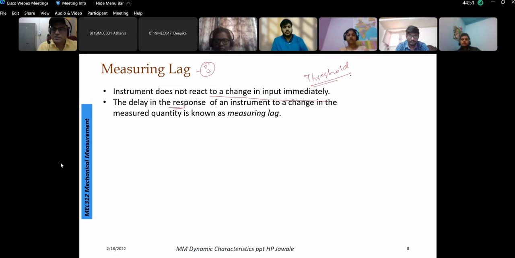Now, in the static characteristics, we defined threshold as the minimum input after which the instrument starts showing some display. We took an example for threshold: you are moving on a two-wheeler, starting from 0 speed to say 3 or 4 kilometers per hour. Your speedometer pointer will not show any deflection, but onwards it will start showing. The moment it has started showing the deflection, we call that the threshold.